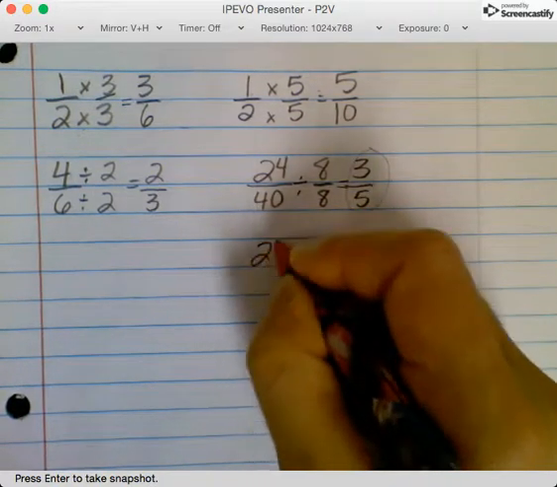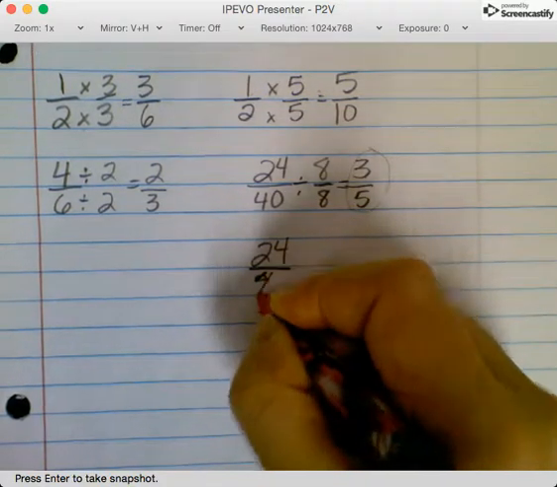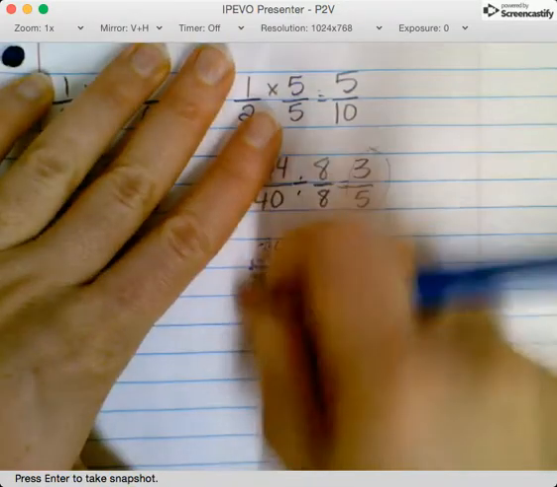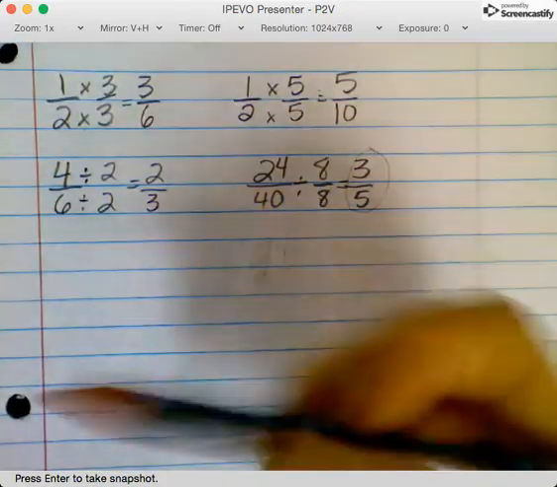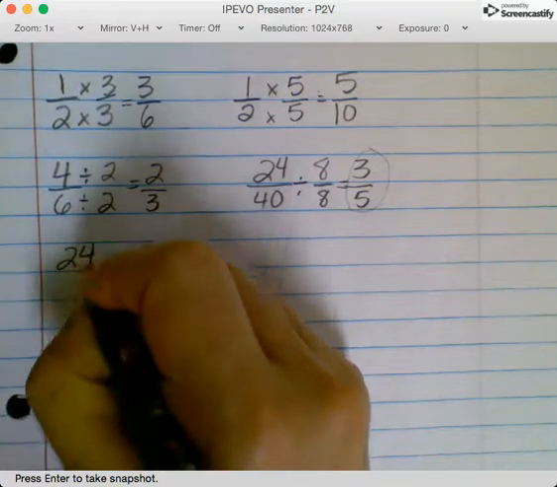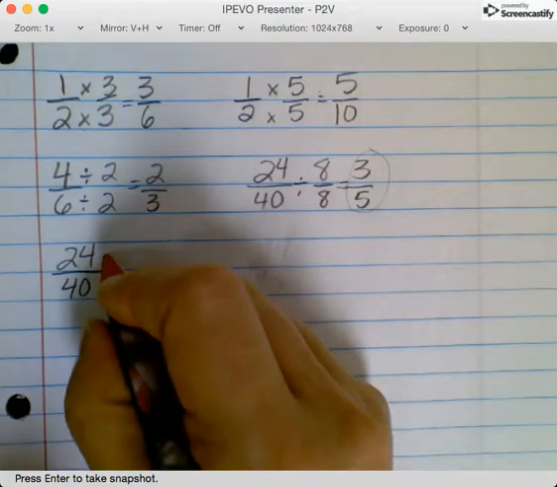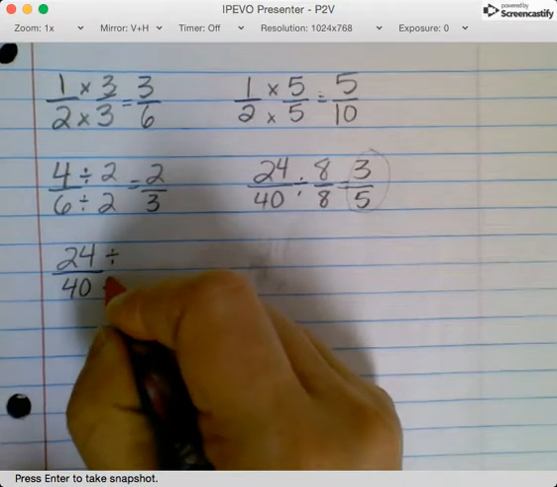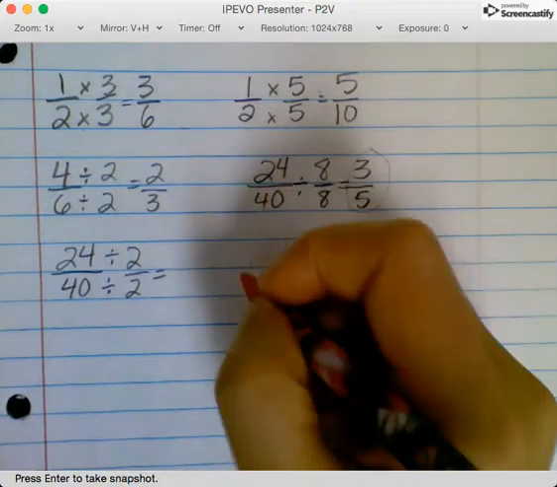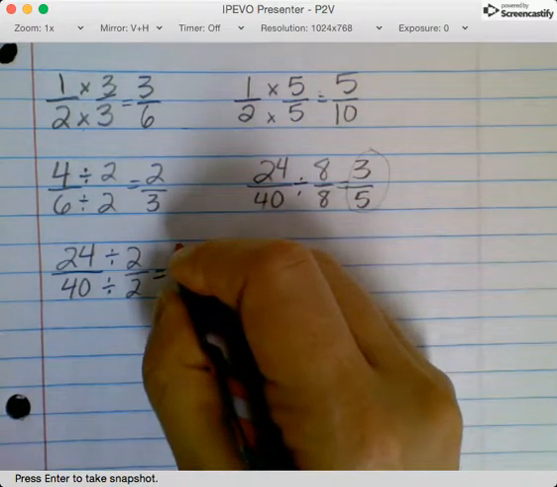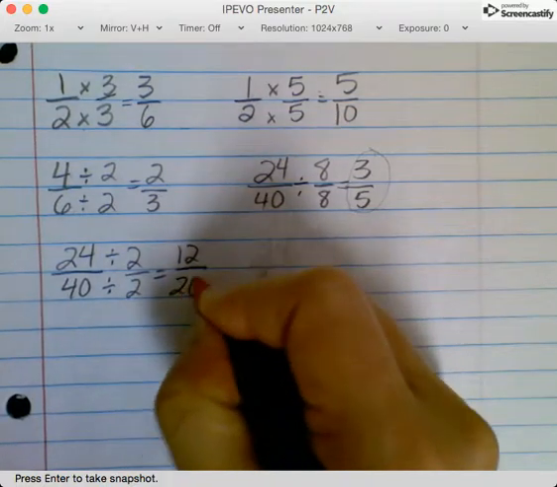I could also do the same number, and let me write it onto the left side so that I have plenty of room. So 24 over 40. If I just decided to divide by 2, I could still come up with an equivalent fraction. 24 divided by 2 is 12. 40 divided by 2 is 20.